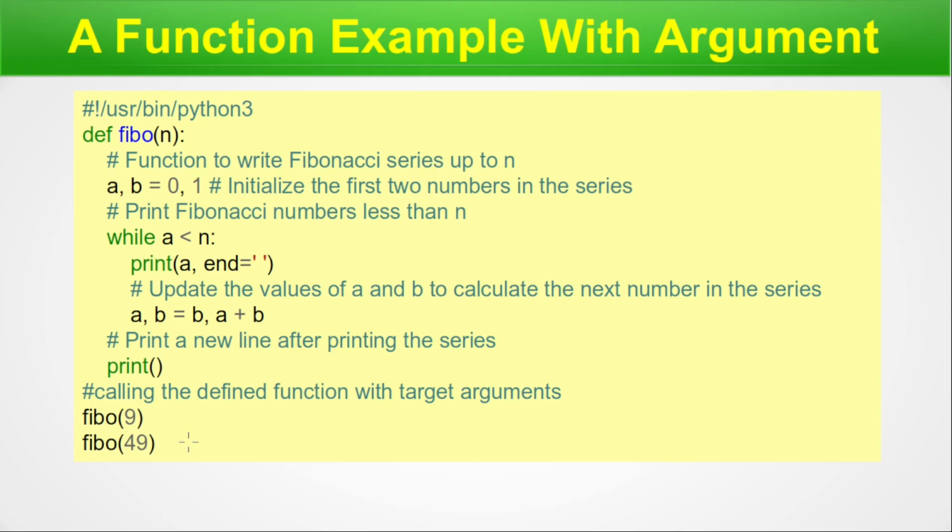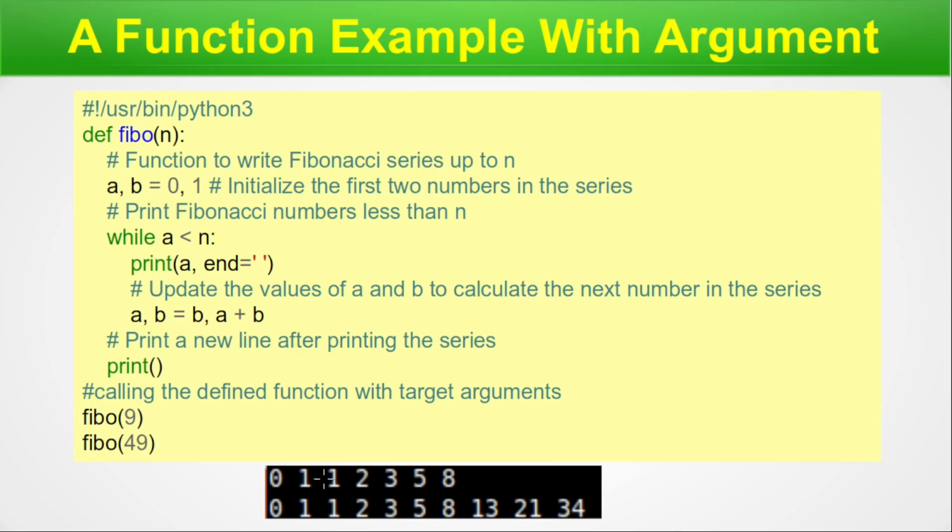Once we execute this code, we get this output. The first one is this series and the second one is this one. You can see 0 plus 1 we have 1, then 1 plus 1 we have 2, then 1 plus 2 we have 3, then 2 plus 3 we have 5, and then 3 plus 5 we have 8. This way the Fibonacci series proceeds. The same is true for this bigger series.